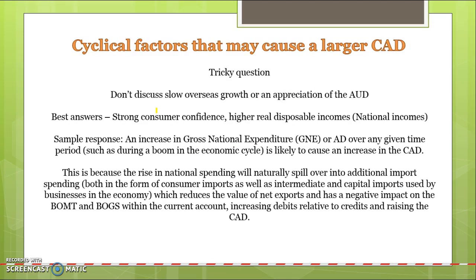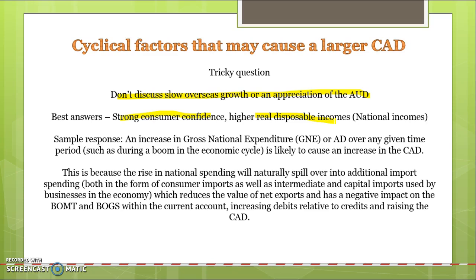If you get a question that asks you to name a cyclical factor that may cause a larger current account deficit, it's important that you choose factors that are likely to occur during a peak that may lead to a bigger current account deficit. So don't talk about things like weaker overseas growth and things like that, or even the dollar. Stick away from that because they're not necessarily specifically related to a peak. So if you get a question on name a cyclical factor that could cause a higher CAD, things you could talk about are things like stronger consumer confidence during a peak, or higher real disposable incomes during a peak. What that does is both of those things lead to increased spending on imports.